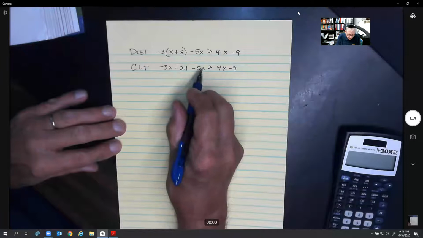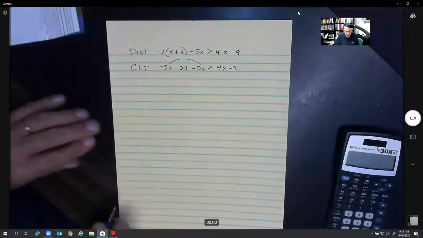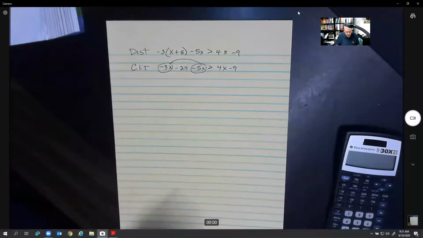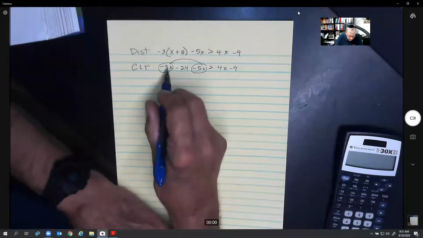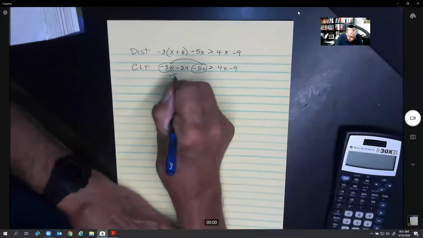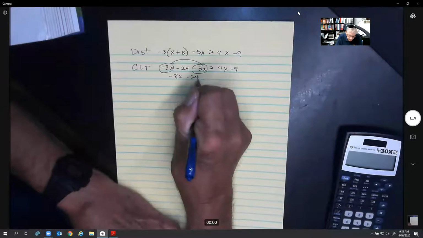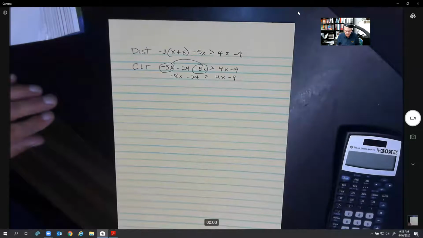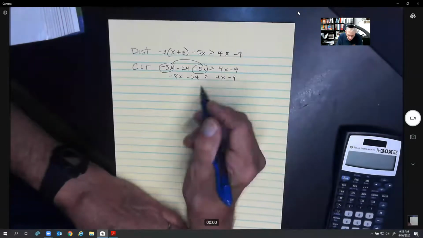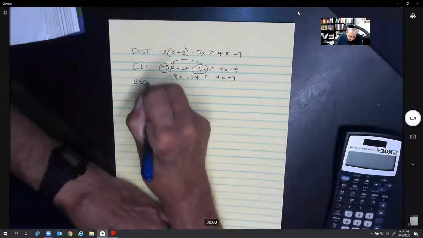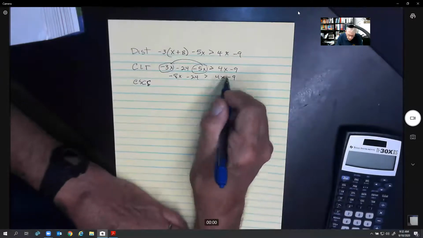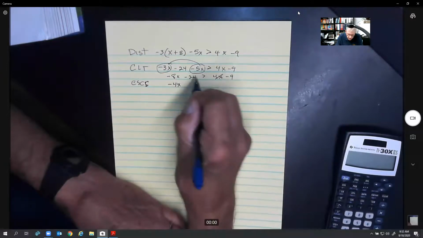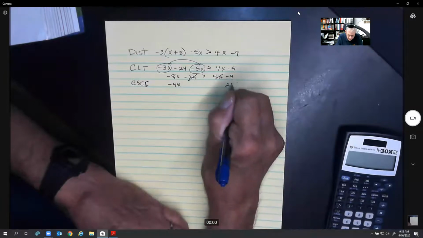We're going to combine negative 3x and negative 5x. I could change it to addition, but I think I can handle it without it. Negative 3, negative 5, that's negative 8x. And I'm going to bring the rest down. Now I'm going to do what I call change sides, change signs. I'm going to bring the 4x over, minus 4x. Change the signs. I'm going to bring the 24 over, change the signs.